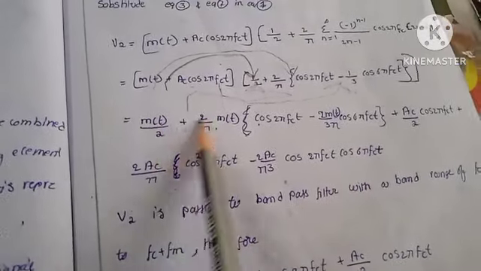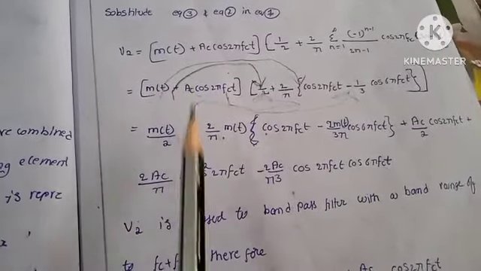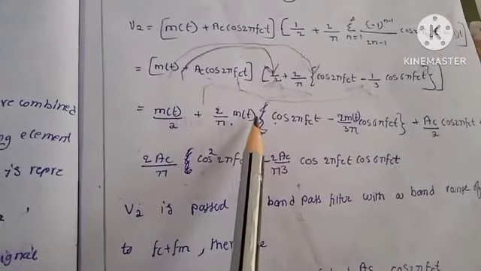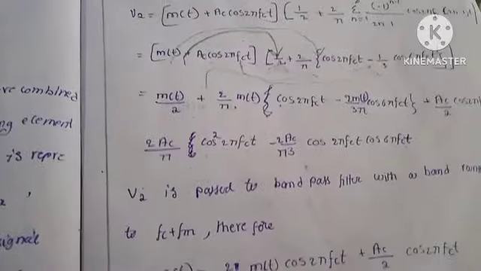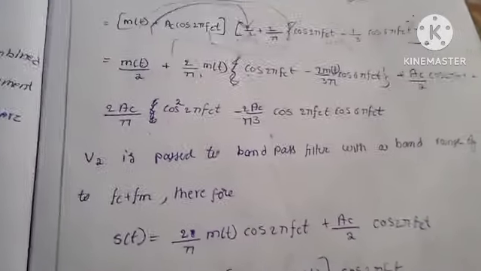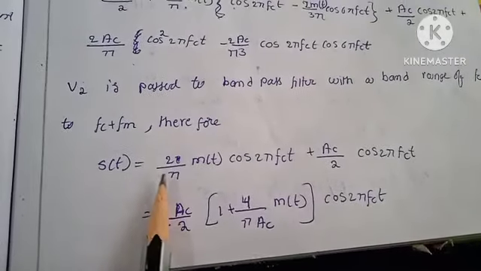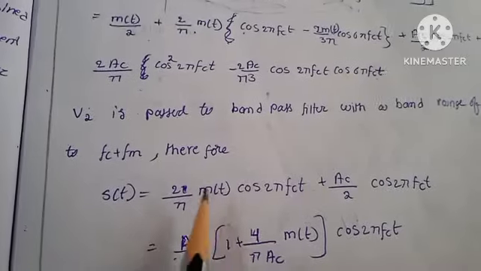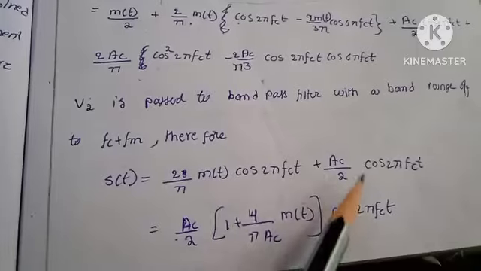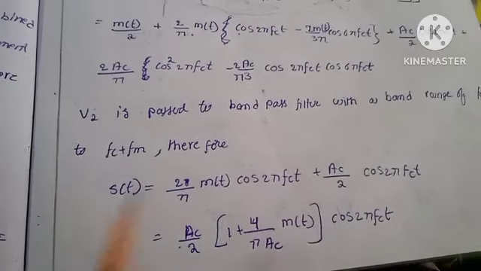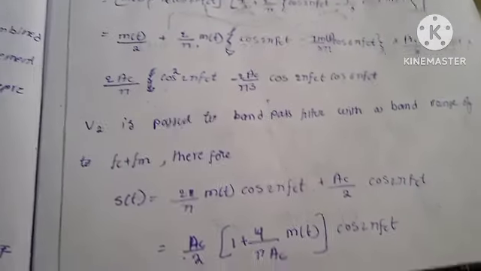When the signal is passed to a band pass filter, it allows a particular range of frequencies, which is fc minus fm to fc plus fm, including fc also. Then finally we get the modulated signal as 2 by pi m of t cos 2 pi fc t plus Ac by 2 cos 2 pi fc t. Let us take the common term Ac by 2 cos 2 pi fc t, we get Ac by 2 into 1 plus 4 by pi Ac m of t cos 2 pi fc t.